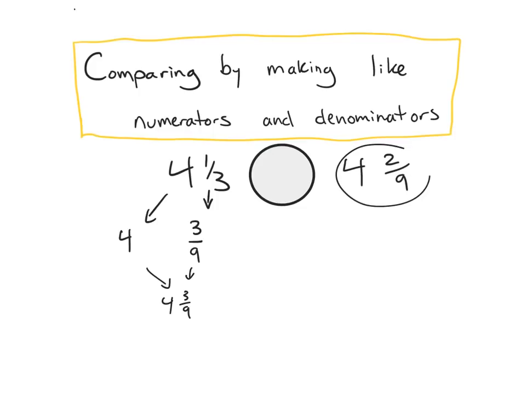Since this fraction is already written in ninths, I can just bring that one down to compare. Since we have the same whole number, 4, and we have one more ninth over here than over here, 3/9 versus 2/9, I know that 4 and 3/9 is greater than 4 and 2/9, and therefore 4 and 1/3 is greater than 4 and 2/9. So we were able to compare these two fractions by rewriting the first fraction so that the denominator matched the second fraction in the problem. By matching the denominators, it was easier to compare the two fractions.